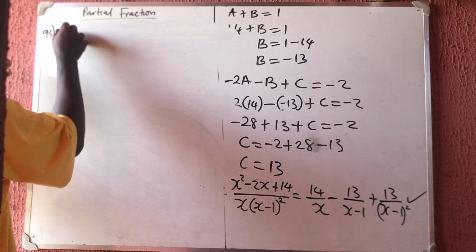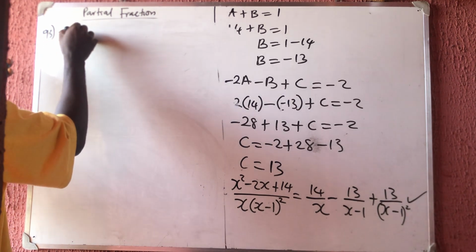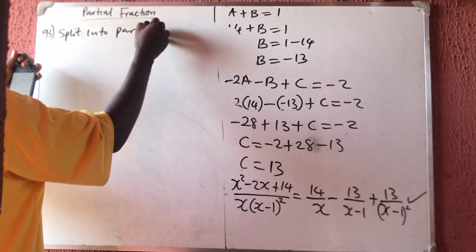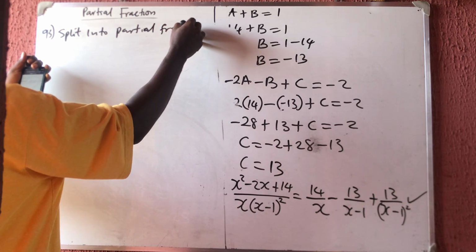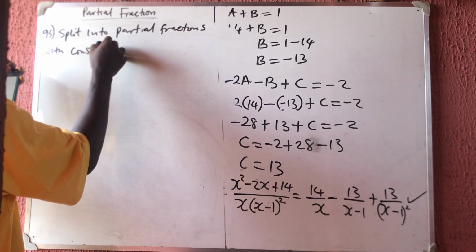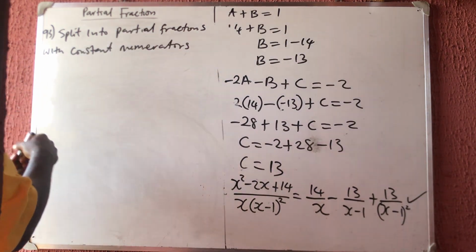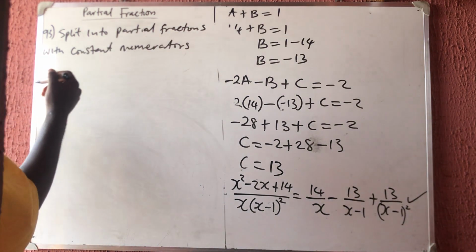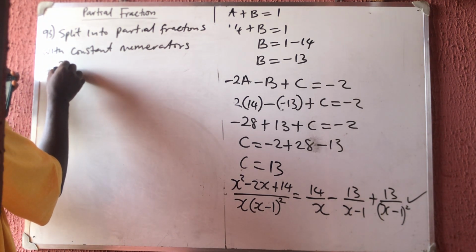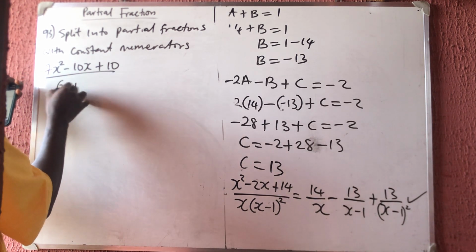Question number 93 said split into partial fraction with constant numerators of 7x squared minus 10x plus 10 all over x minus 1 all cube.